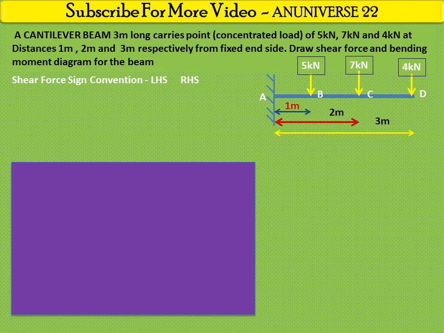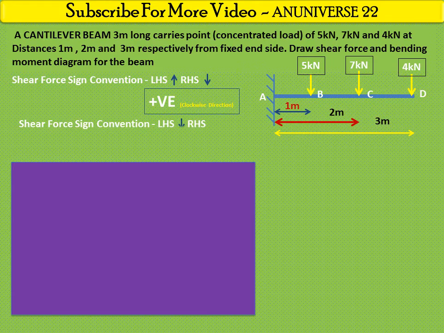When the left hand side moves upward and the right hand side moves downward, we take positive shear force. It is in clockwise direction. And when the left hand side moves downward and the right hand side moves upward, we take negative shear force, and it is in anti-clockwise direction. So now we have to calculate the shear force at particular points.